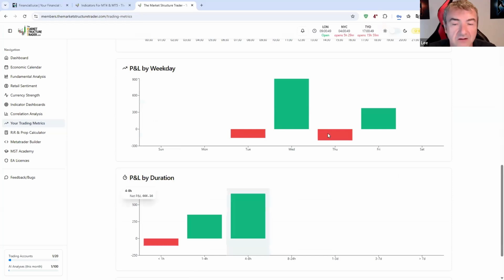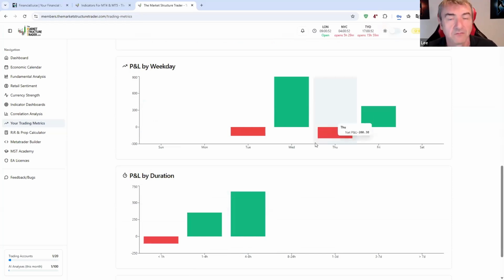P&L by weekday, some strategies do have specific days of week where they don't work as well. If you have a big data set, Monday is always a loser, analyze it. Stop trading on the Monday with that strategy, or maybe make some tweaks to that strategy for Mondays and take profits quicker, or whatever you need to do.